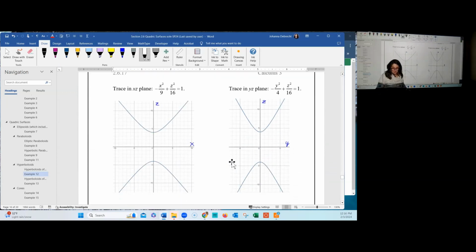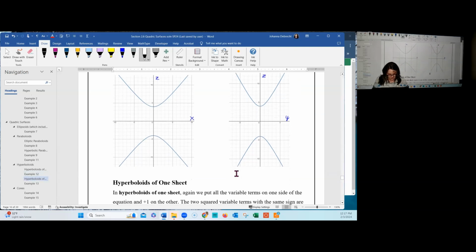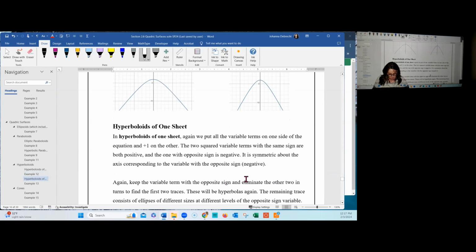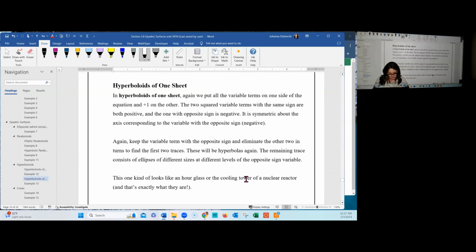So again, to find the trace in the XZ plane, we take off the term that has the Y and we plot this hyperbola, right? So this is what it looks like. We saw these just a moment ago. And to plot the trace in the YZ plane, we take out the variable term that has X in it, and that will give us the other hyperbola trace. And the other one would be ellipses.